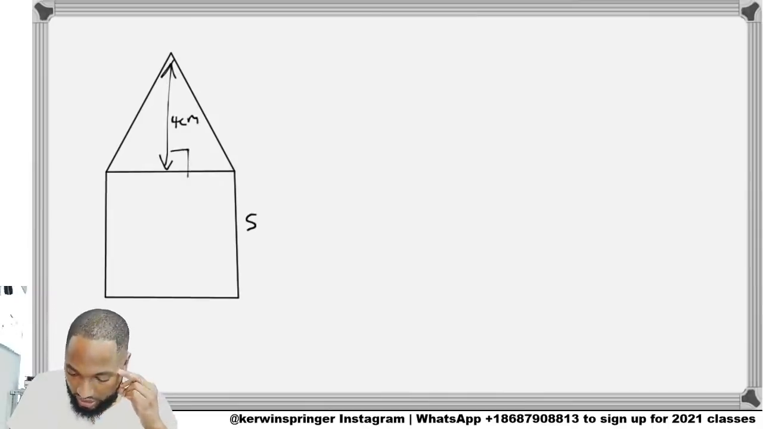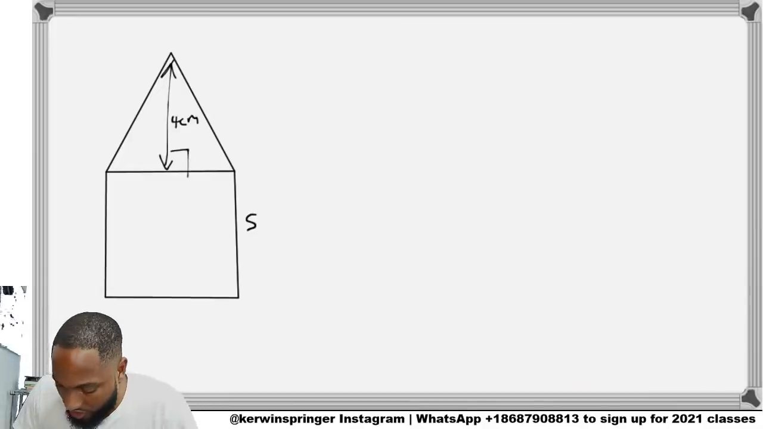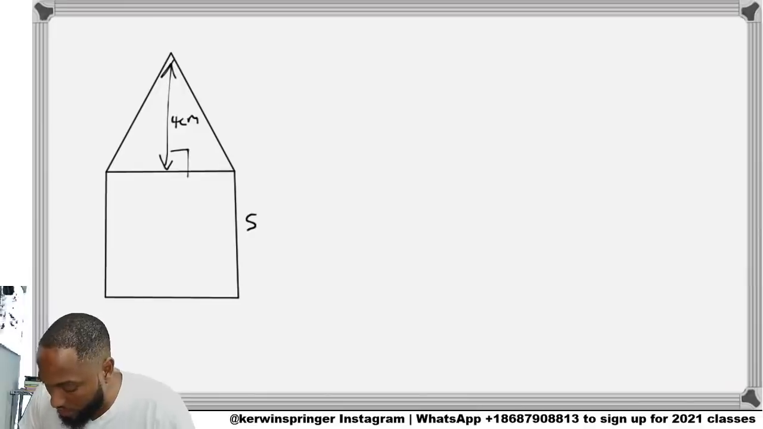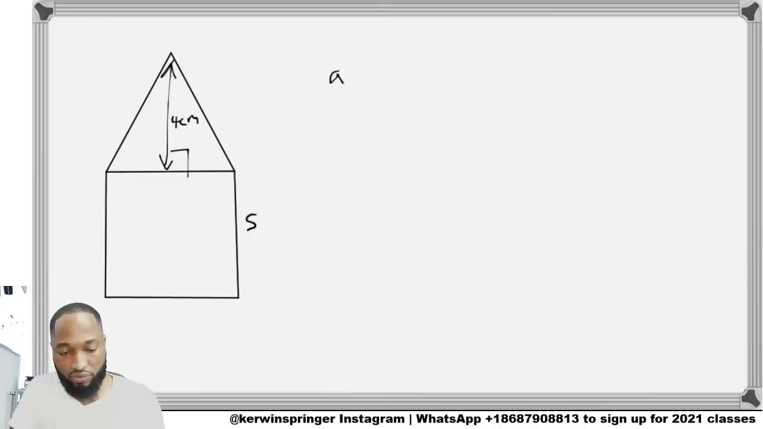So, we want the figure above, not drawn to scale, consists of a triangle resting on a square of side 5 centimeters. The height of the triangle is 4 centimeters. What is the total area of the figure? You have to know the total area of the figure.